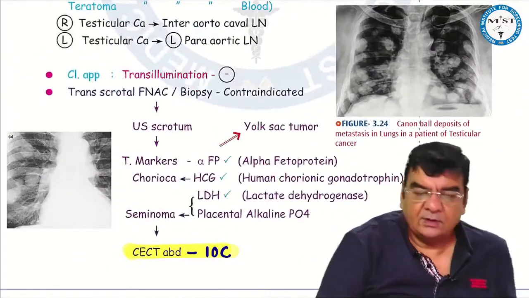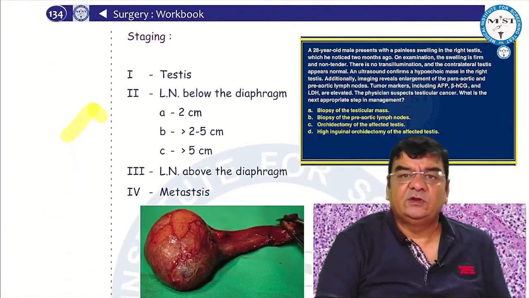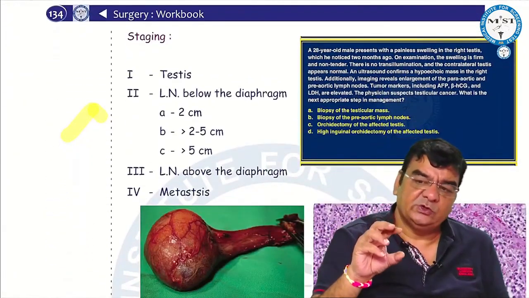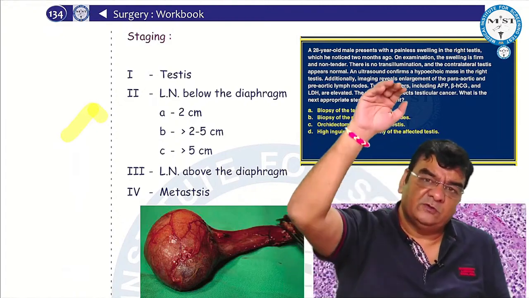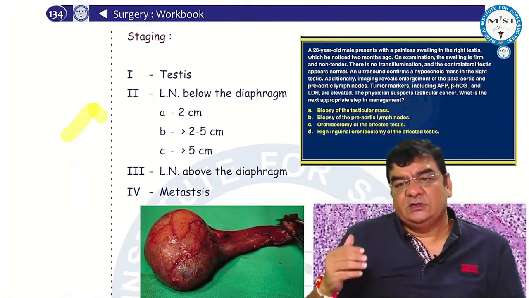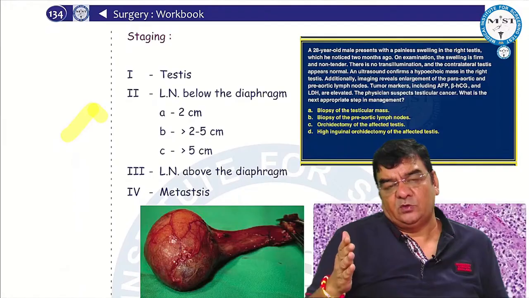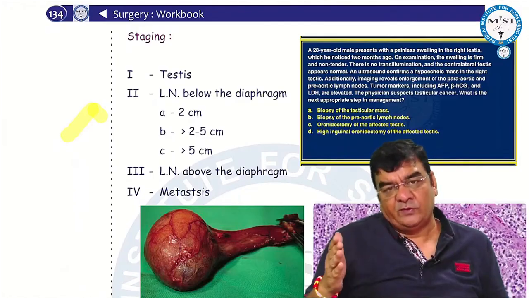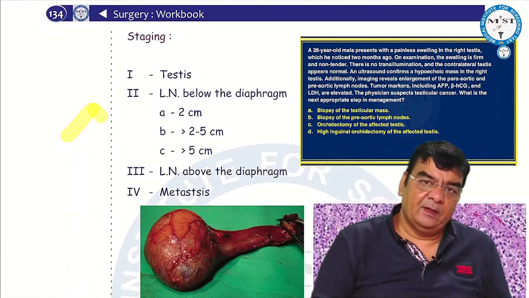Right. Now, we can stage the testicular cancer. If the growth is confined within the testis, stage 1. If it goes to lymph nodes below the diaphragm, stage 2, lymph nodes above the diaphragm, stage 3, and distant metastasis, stage 4. Stage 2, lymph nodes below the diaphragm, can be classified as 2A, 2B, 2C: up to 2 centimeters 2A, more than 2 to 5 centimeters 2B, and more than 5 centimeters 2C.